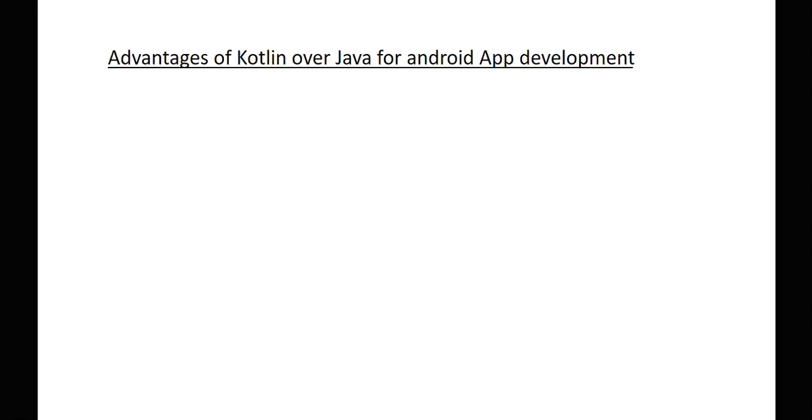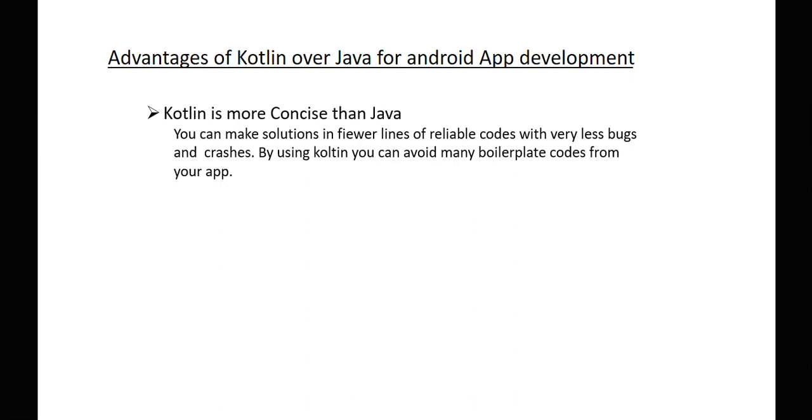Now we can learn about the advantages of Kotlin over Java for Android app development. First one is Kotlin is more concise than Java. You can make solutions in fewer lines of reliable code with very few bugs and crashes. By using Kotlin, you can avoid many boilerplate codes from your app.